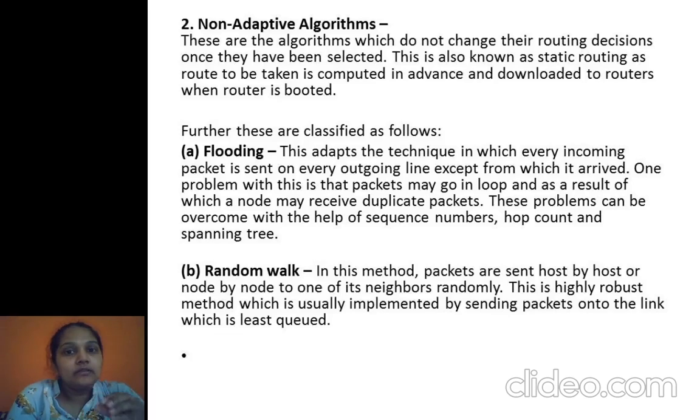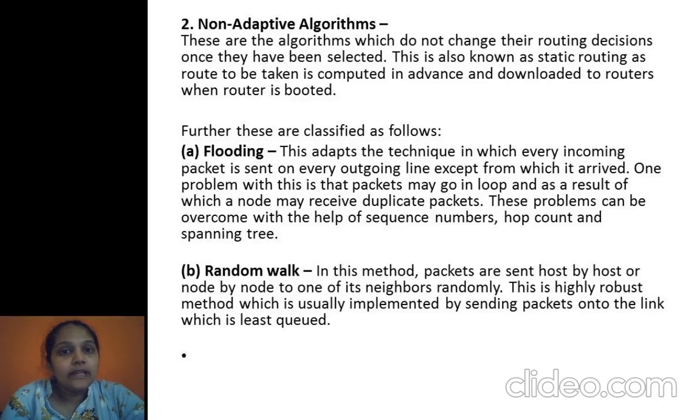In this technique, every incoming packet is sent on every outgoing link except the one on which it arrives. What's the problem with this is that packets may go in a loop, and as a result the node has duplicate packets. The problem can be overcome with the help of sequence number, hop count or spanning tree. So we can sequentially manage all the data properly.